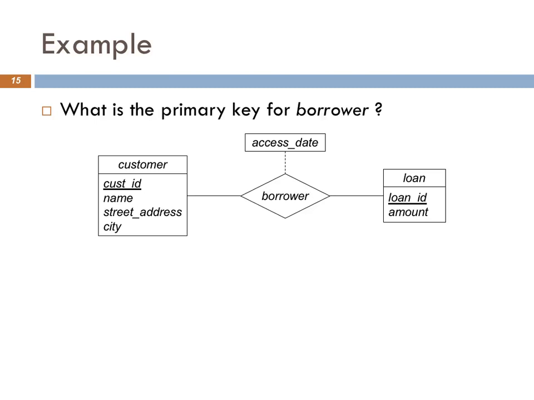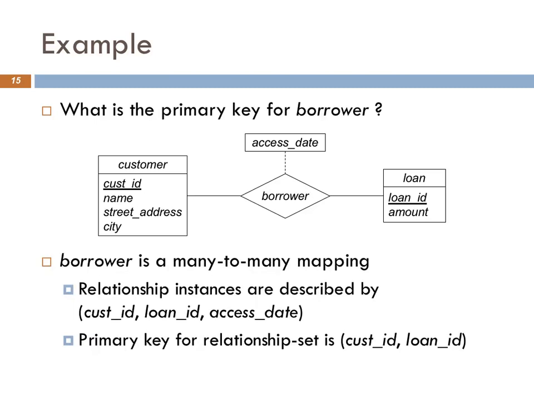And then we look and say, this is a many-to-many mapping. Well, that means a particular customer ID value can appear many times. A loan ID can appear many times. So those two things together are the candidate key of borrower. So we end up with something like this. Does that make sense for everybody?